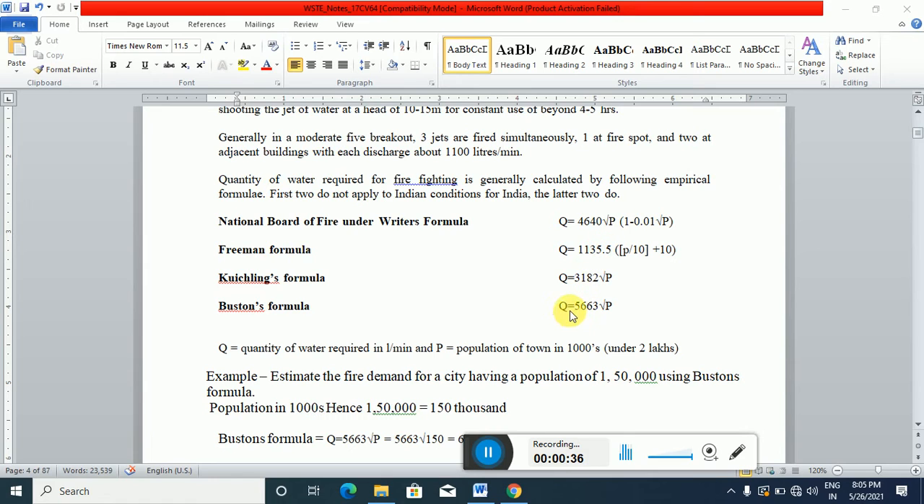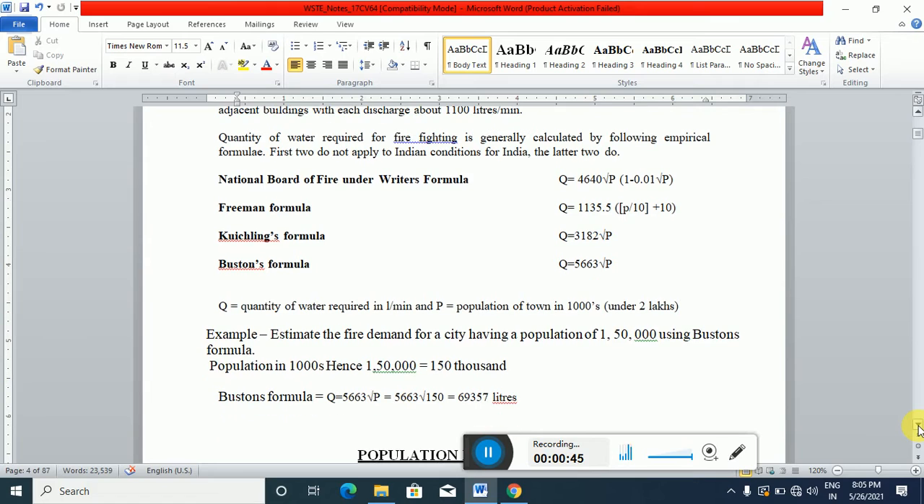So these are simple numerical formulas. So here we can solve a simple problem by using any one of the formulas. So here the question is given like this: estimate the fire demand for a city having a population of 1,50,000 using Buston's formula. Okay, so here this is Buston's formula, that is Q is equal to 5663 under root P. Okay, so here P should be population in terms of thousands. Okay, hence the population in thousands is 1,50,000, so you have to divide this number by 1000, then you will get 150.